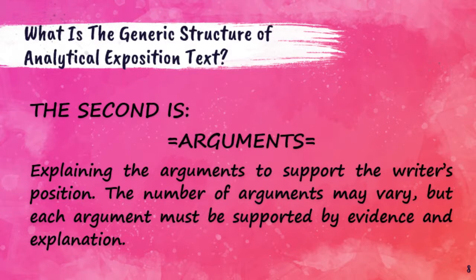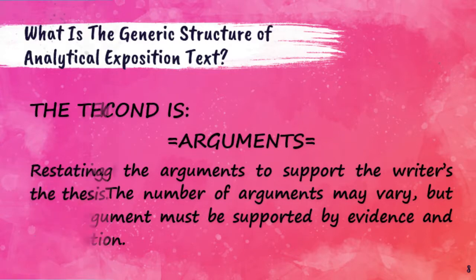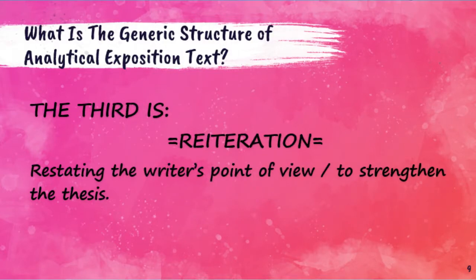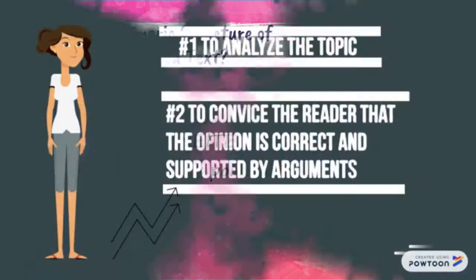The number of arguments may vary. It can be 1, 2, 3, or 4. It depends on the situation. But all you have to know is each argument must be supported by evidence and explanation. And then the last part is reiteration. Reiteration means restating the writer's point of view to strengthen the thesis. To help you get more understanding about the generic structure, let's watch the video.